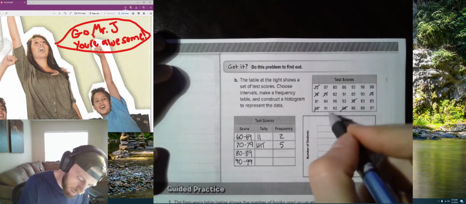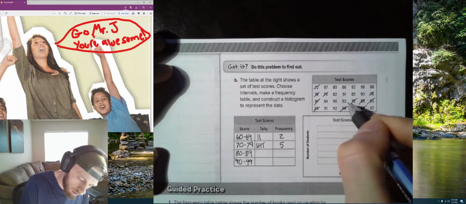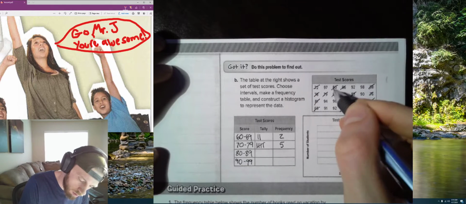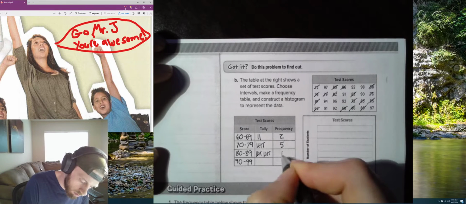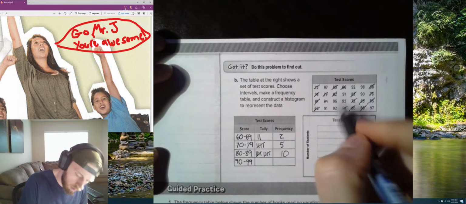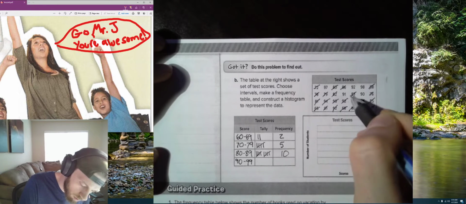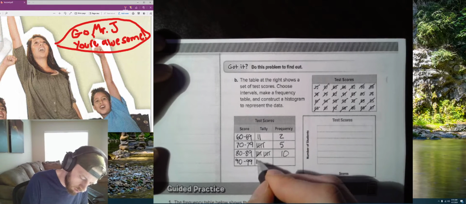80 to 89. B's. 2, 3, 4, 5, 6, 7, 8, 9, 10. And then 90 to 99. 1, 2, 3, 4, 5, 6, 7, 8, 9, 10, 11 A's. Holy crap.